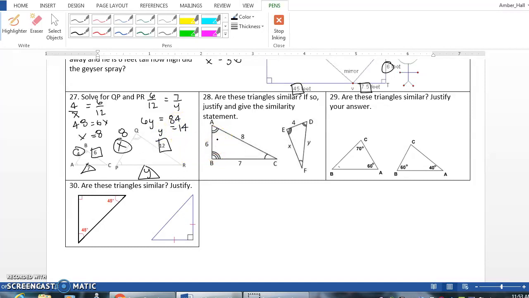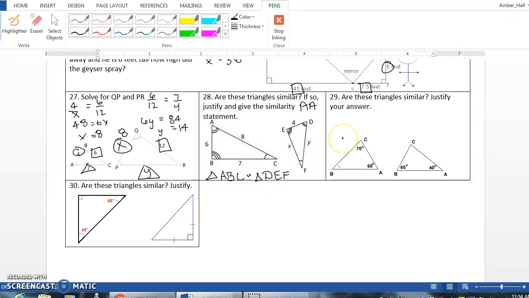28. Are these triangles similar? If so, justify and give the similarity statement. So I see that angle A is congruent to angle D, angle B is congruent to angle E, angle C is congruent to F. So according to the AA postulate, we know that they are similar. We also need to give the similarity statement. So triangle ABC is similar to triangle DEF.